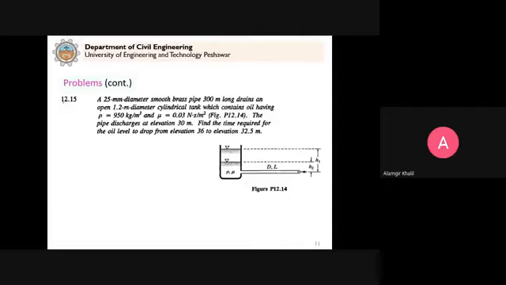Next, we consider another problem. In this case, what we have is a 25 millimeter diameter smooth brass pipe. This is the diameter of the pipe here. This is the pipe, so its diameter is 25 millimeter. It is 300 meter long. The total length is 300 meter from here to here.